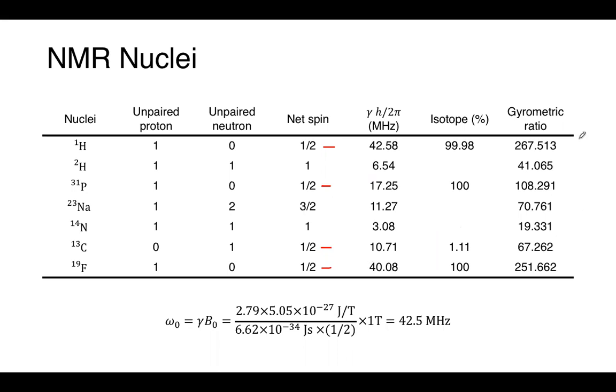Here are some of their gyromagnetic ratios on the right-hand side, and here is the expression of what we were talking about earlier for one of those calculations. This is the gyromagnetic ratio calculation for the proton NMR in the presence of a 1 Tesla magnetic field. So you can see that if we put these values in, we get this value out, if you were given all those values.